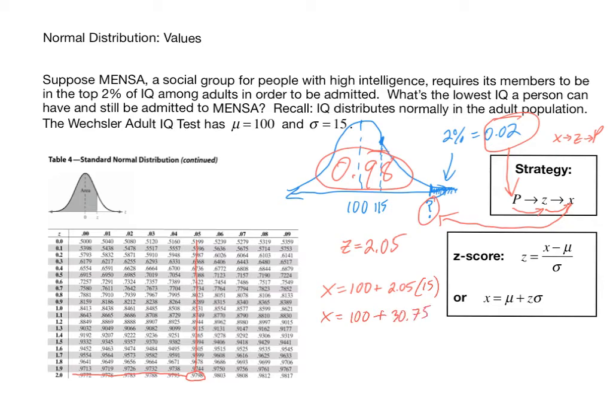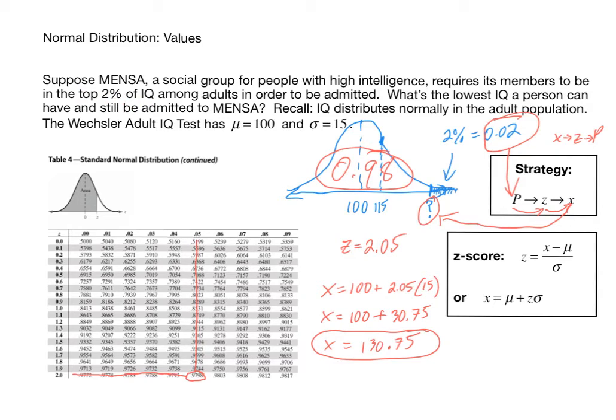And then if you add these two, x is equal to 130.75. Now, I don't believe IQ is ever measured with decimals, but we can leave it like this. So essentially, you need to have an IQ score of at least 130.75 to get admitted into Mensa. It could certainly be higher, but it can't be lower to meet the criteria that you have to be in the top 2% of IQ.